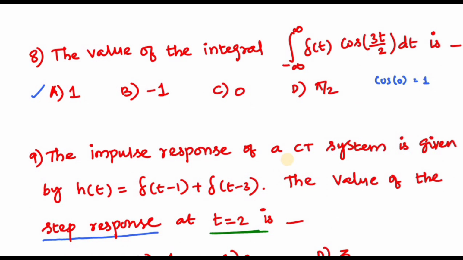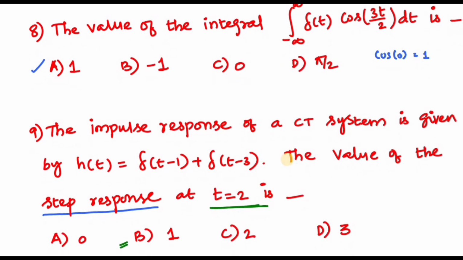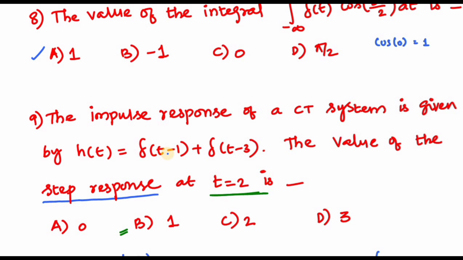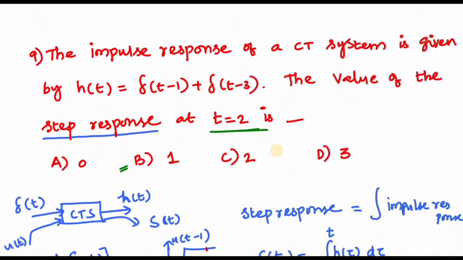Next, find the impulse response of the continuous time system. The given impulse response is h of t equal to del of t minus 1 plus del of t minus 3. Find the value of the step response. If I integrate this impulse response, I will get the step response, that is u of t minus 1 plus u of t minus 3.